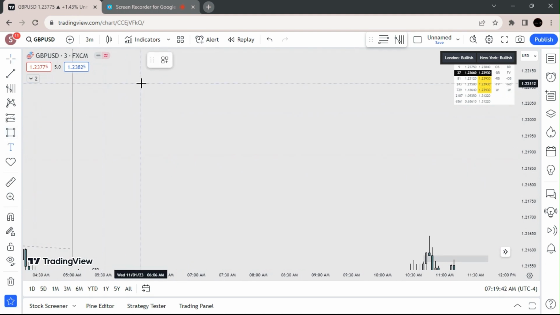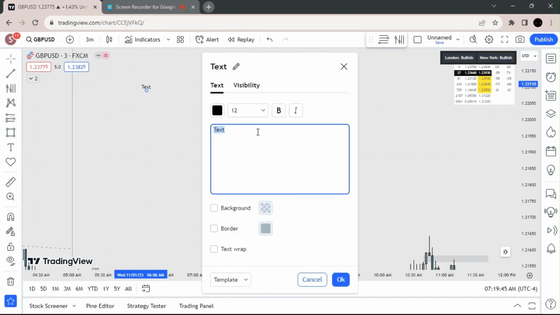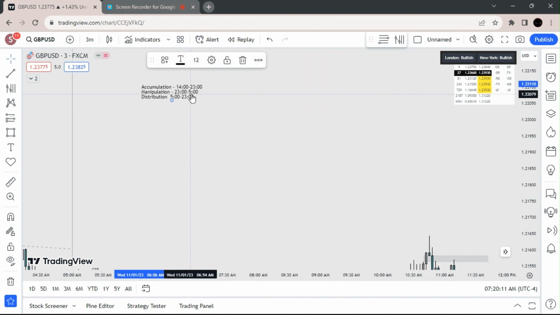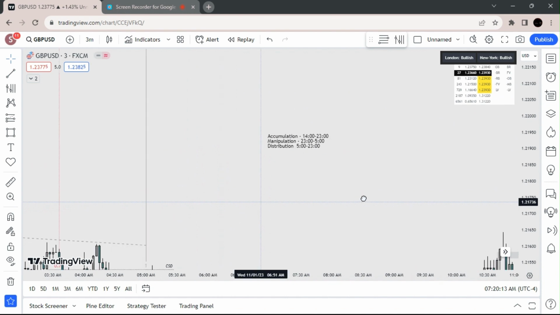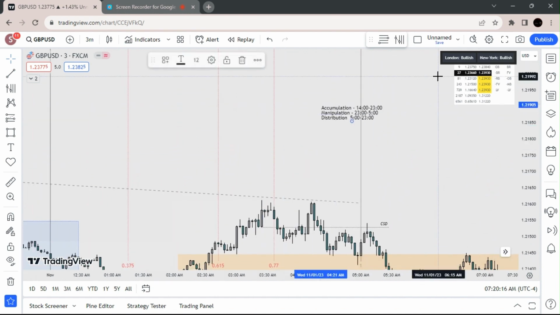So, to begin the video with, Goldbach has three timings, okay? The first timing is our accumulation session, and everything would be in EST time, okay? So our accumulation is 14 to 23. Manipulation is 23 to 5 EST. And then our distribution stage runs from 5 to 23, okay? And these are our three big time windows.